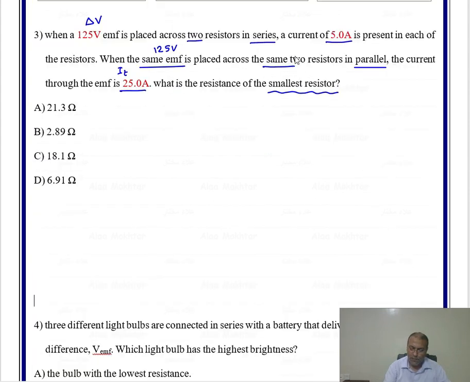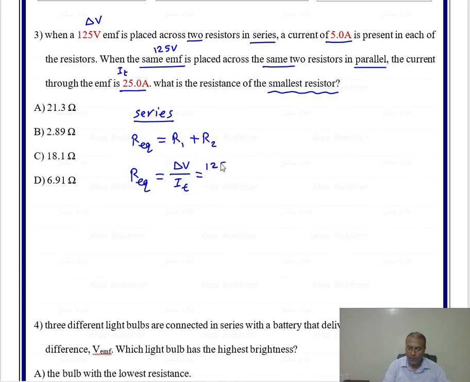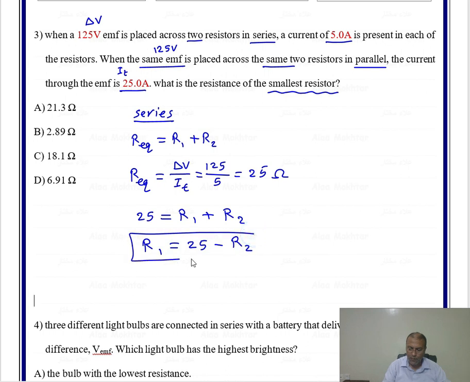In case of series connection, we have two resistors, Req equal R1 plus R2. And Req equal delta V over I total equal 125 over 5, it's equal 25. It means 25 ohms equal R1 plus R2. Then R1 we can consider it 25 minus R2. We have one equation from series connection, and in this equation we have two unknowns.